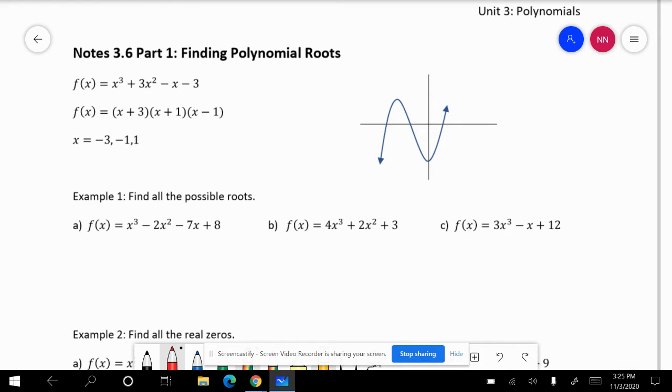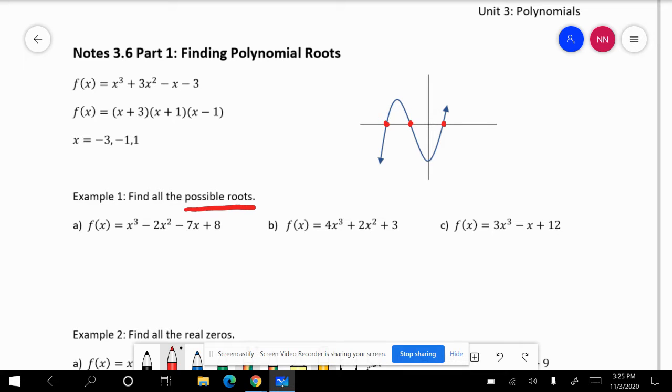We're going to look at finding polynomial roots. A polynomial root is basically an x-intercept where it crosses the x-axis. Now, the first thing before we find them is we're going to find our possible roots. This doesn't mean these are all the roots, but these are possible roots for our polynomial.